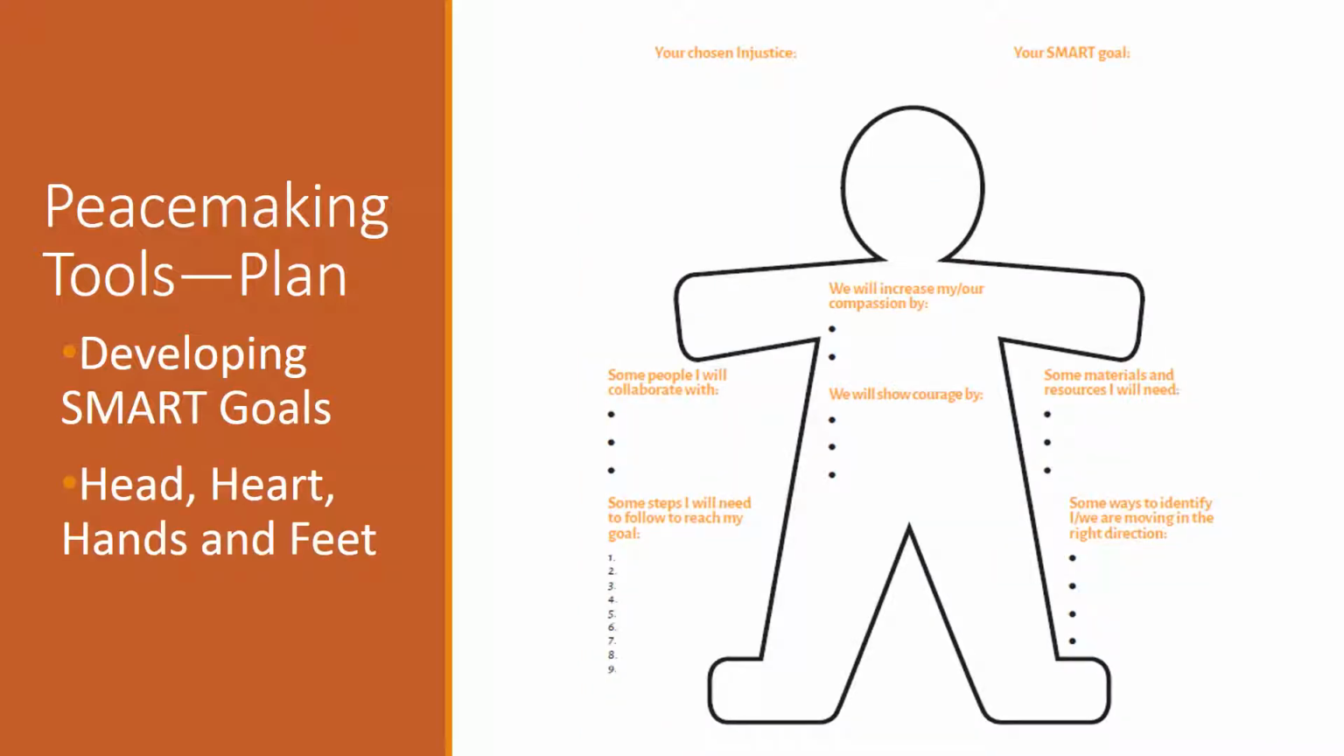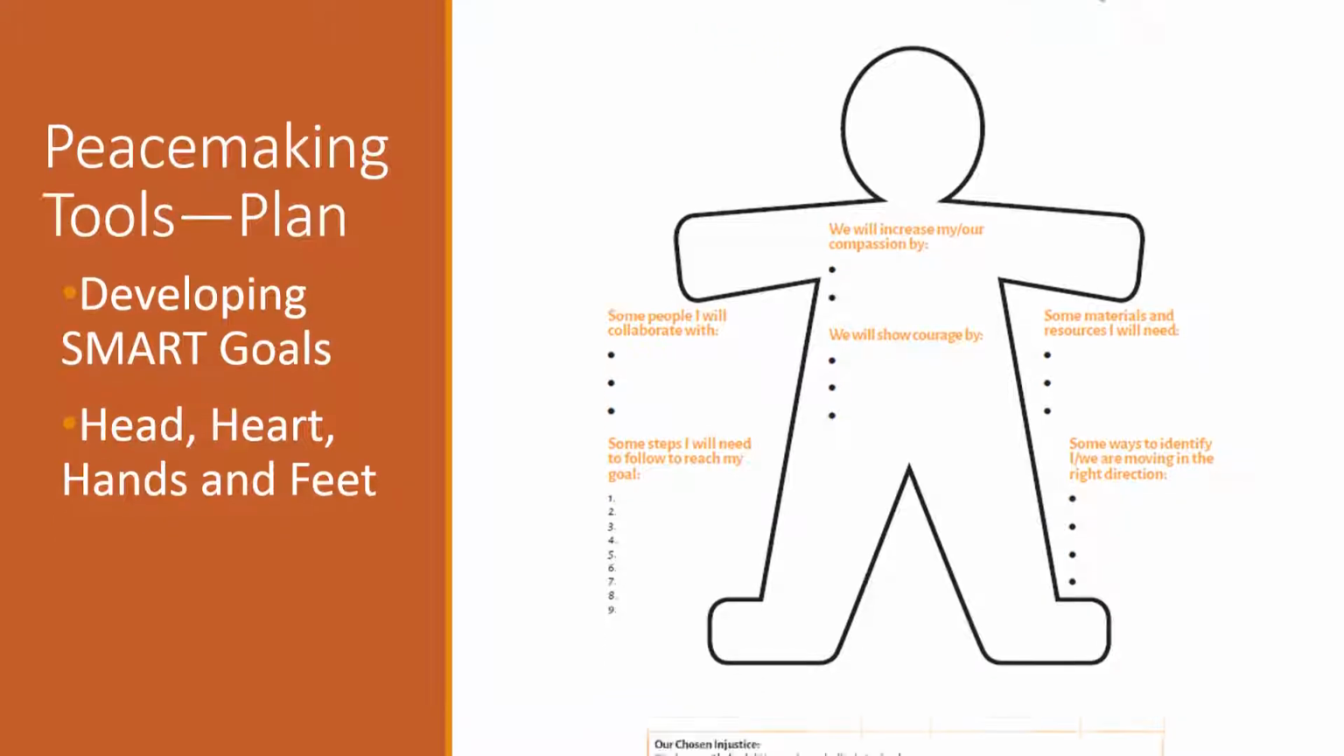The next tool, Head, Heart, Hands, and Feet, will enable your mentees to use a simple framework to brainstorm ideas that will help them better plan their project. For that brainstorming, they will use a diagram of the human body, an example worksheet is shown on the screen, concentrating on its head, heart, hands, and feet as they reflect on different elements that are important for their project.